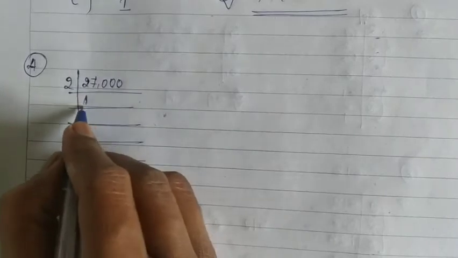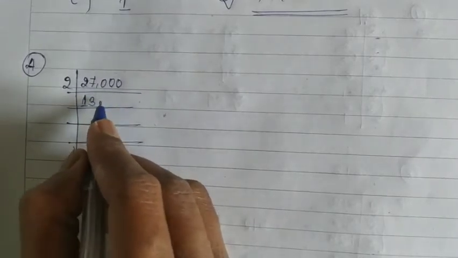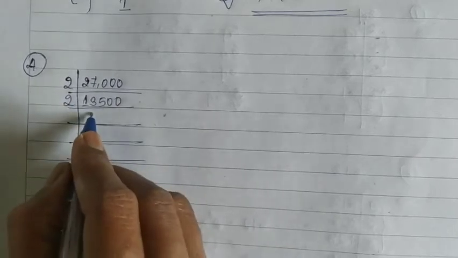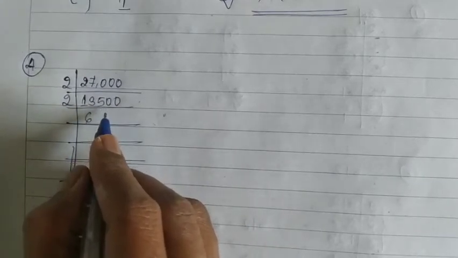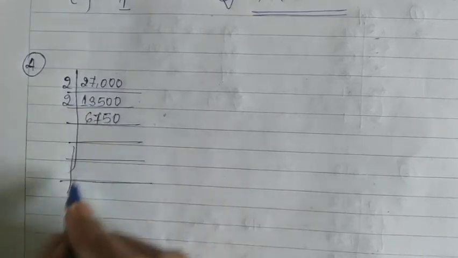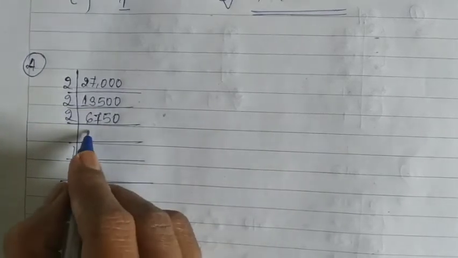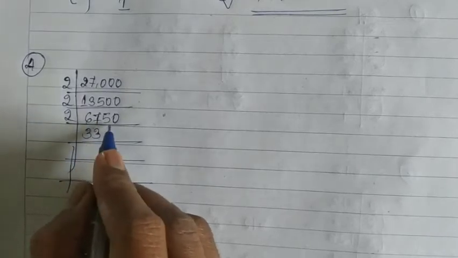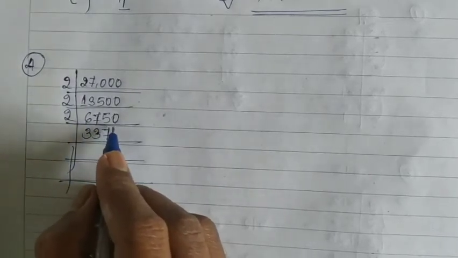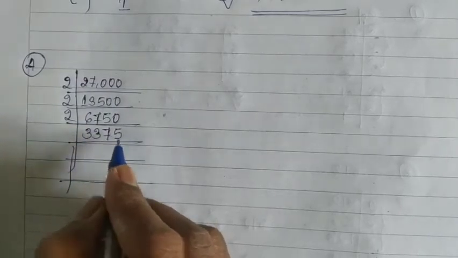Now start with 2. 2 1s are 2, 2 3s are 6, 1 is remaining, 2 5s are 10, 0, 0. Again from 2. 2 6s are 12, 1 is remaining, that becomes 15, 2 7s are 14, 1 is remaining, it becomes 10, 2 5s are 10, 0. Now from 2. 2 3s are 6, 2 3s are 6, 1 is remaining, it becomes 15, 2 7s are 14, 1 is remaining, it becomes 10, 2 5s are 10.